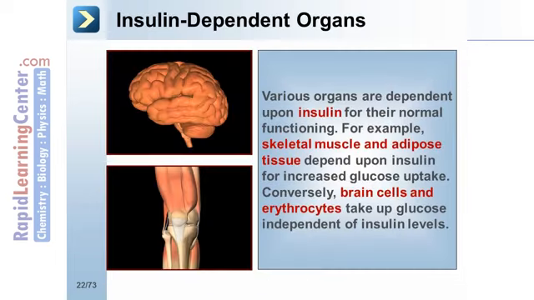Various organs are dependent upon insulin for their normal functioning. For example, skeletal muscle and adipose tissue depend upon insulin for increased glucose uptake. Conversely, brain cells and erythrocytes take up glucose independent of insulin levels.